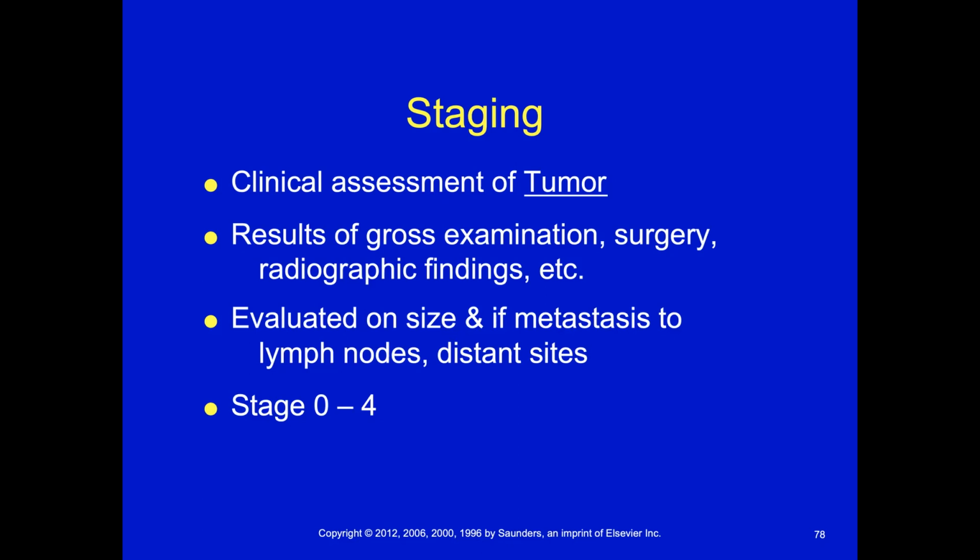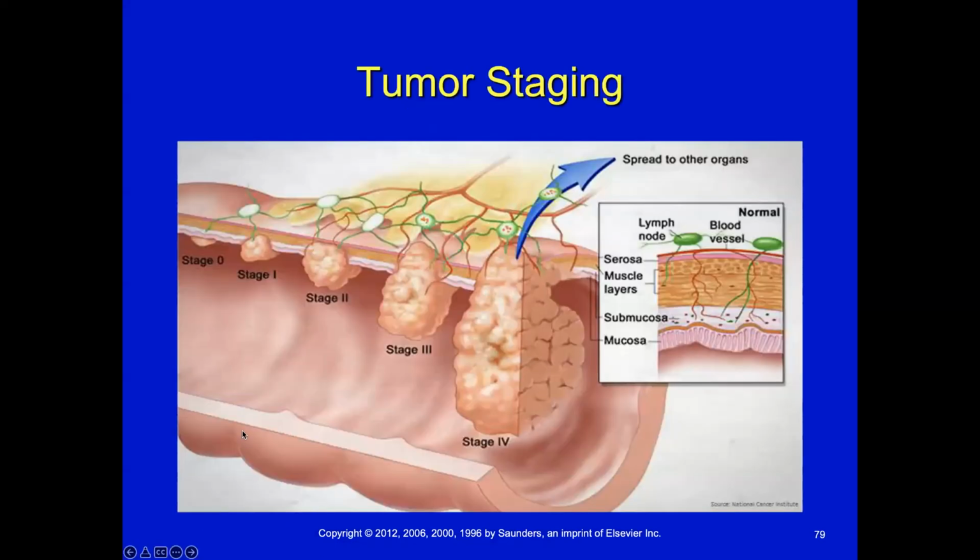So staging will evaluate the size of the tumor and also if it has spread. So if we have metastasis going to the lymph nodes and distant sites, or possibly both. And the staging will be graded from 0 to 4, with 0 being the least possible problem with the tumor and 4 being the greatest. So this shows what I'm trying to talk about here. So you have stage 0 to stage 4.